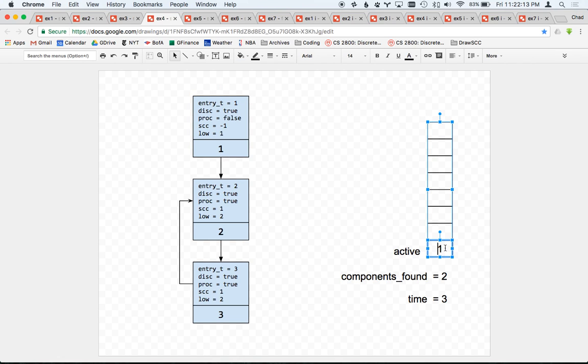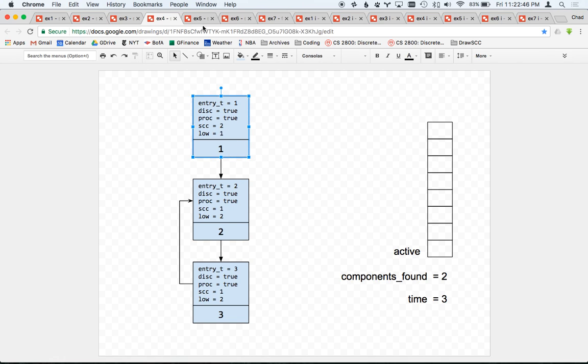And we pop vertex 1 off the stack and set its strongly connected component to be 2. It is part of the second strongly connected component that we have found in this graph. All right, then we finish processing vertex 1, so we mark it as processed, and we are done with our algorithm. Okay, notice that we ended up with 2 strongly connected components.